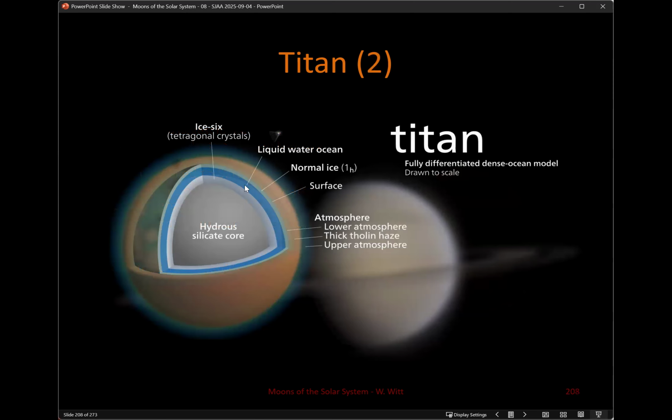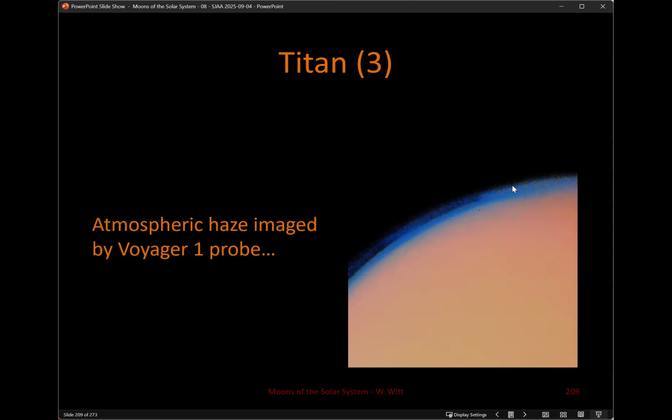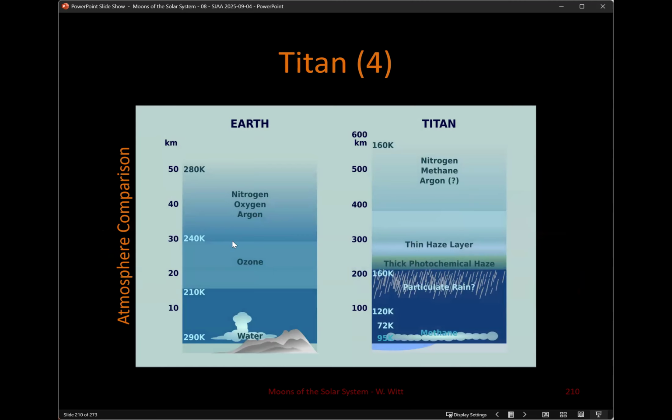Here's a diagram of what it would look like. Again, there is liquid water and then its surface around. This is the atmosphere imaged by a probe that we sent there many decades ago. And we have a good idea that the atmosphere looks something like this. There's methane here, then there are thick clouds, and then nitrogen, methane, argon here, compared to our Earth's atmosphere. Notice that the atmosphere is much thicker, right? This is 500 kilometers thick, whereas the Earth's atmosphere is like 50 kilometers thick at this point.